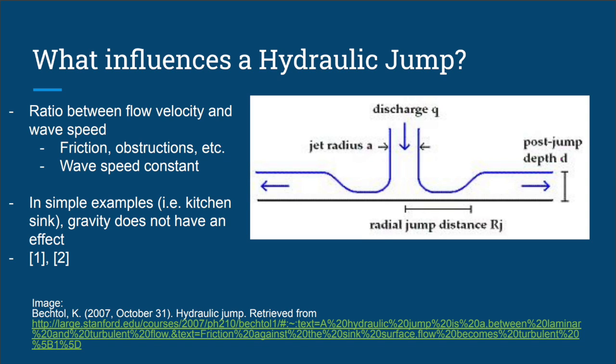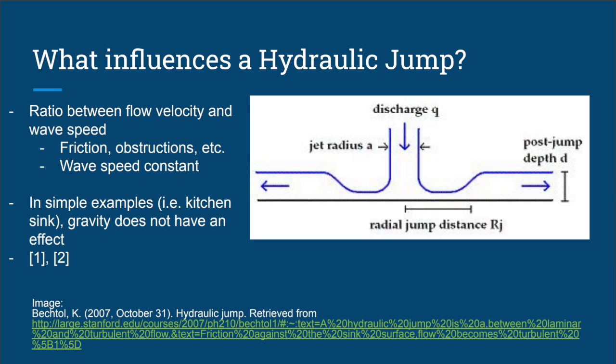As previously mentioned, hydraulic jumps occur when Froude's number switches from greater than 1 to less than 1, and this happens when the flow velocity changes, as we are assuming the wave speed of traveling waves is constant. Obstructions, as we saw in the video demonstration, or new friction being introduced at the bottom of the channel can cause the flow to slow down and effectively change Froude's number.